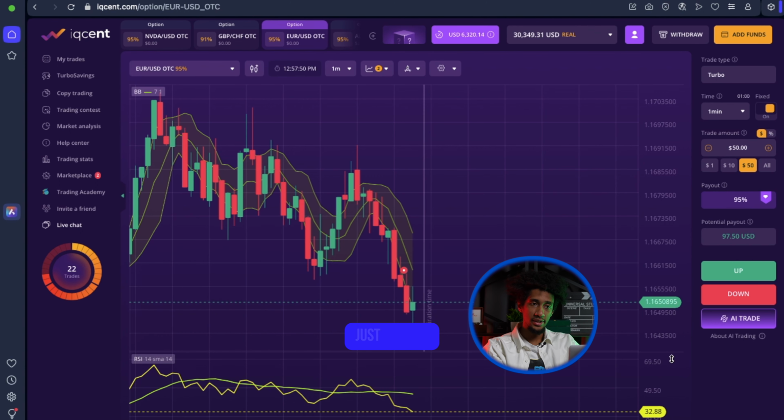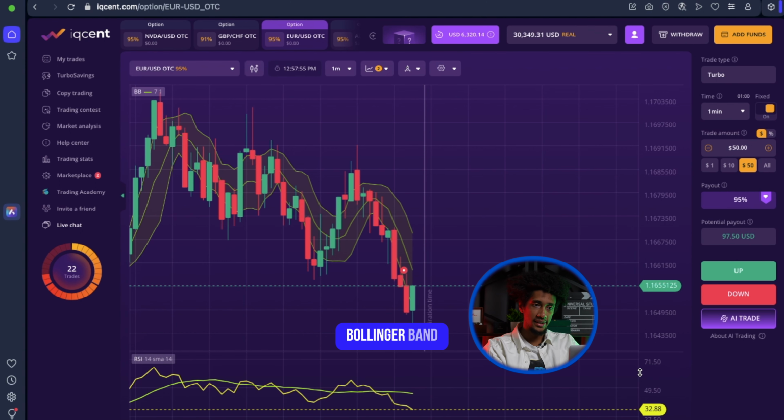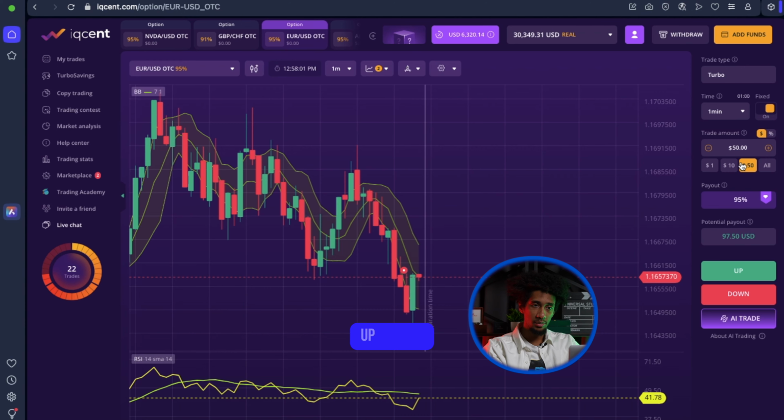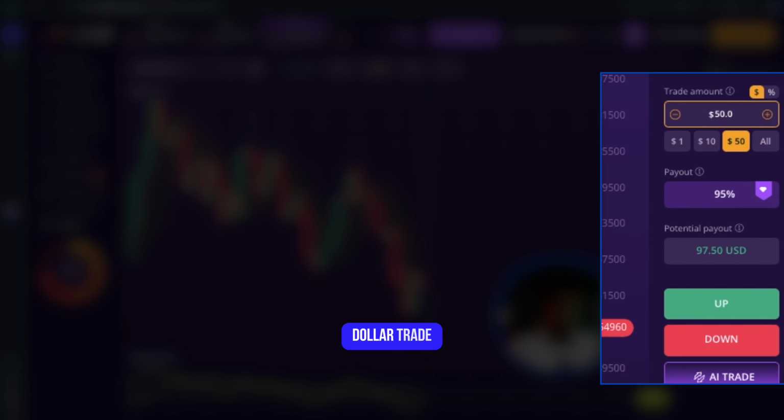Right now, the candle just pierced the lower Bollinger Band. RSI is also showing 33. This asset is clearly oversold. Let's go up, placing a $100 trade.